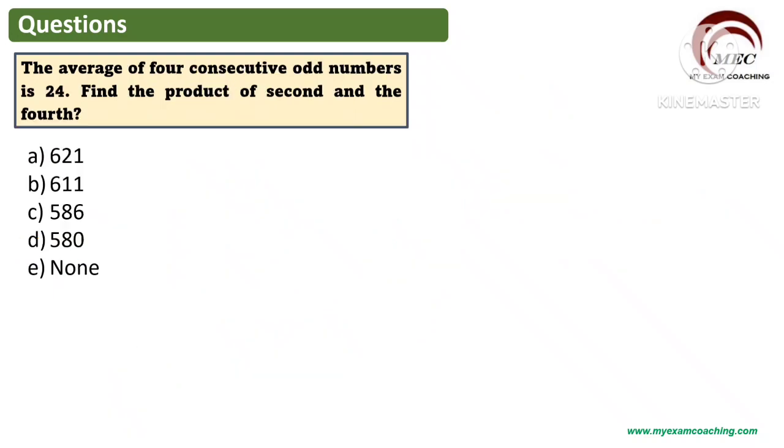Next question. The average of 4 consecutive odd numbers. This type of question we have done a lot. Consecutive odd numbers, consecutive even numbers, everything we have done a lot of questions. So this is easy for you. The 4 consecutive odd numbers are x, x plus 2, x plus 4 and x plus 6. The average of the 4 numbers, add all and divide by 4, you got 24.